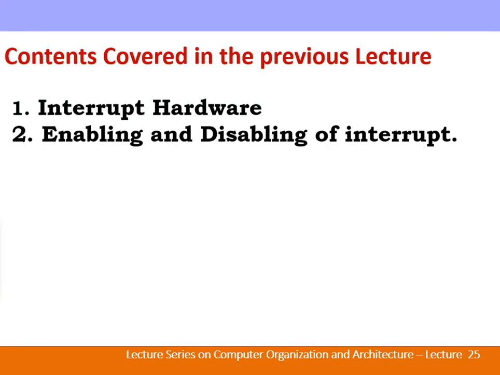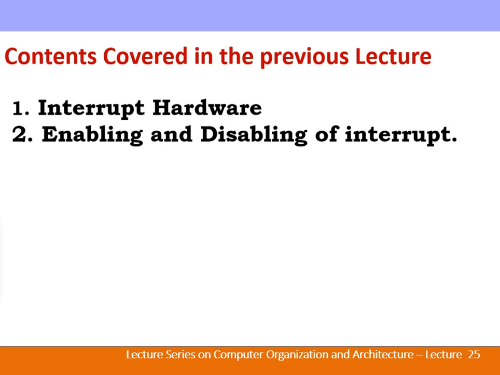Contents that were covered in the previous lecture are interrupt hardware, and enabling and disabling of interrupts. Under interrupt hardware, we discussed that in a computer system there can be several IO devices connected to it. Any one of the IO devices can raise an interrupt whenever it requires a particular service. So interrupt hardware deals with the case when multiple IO devices are connected.